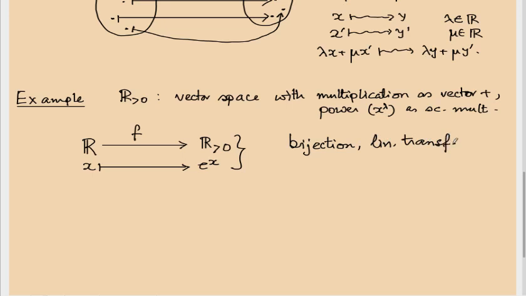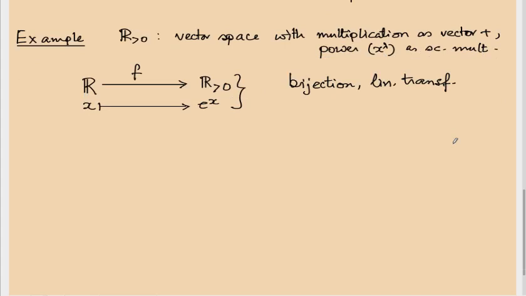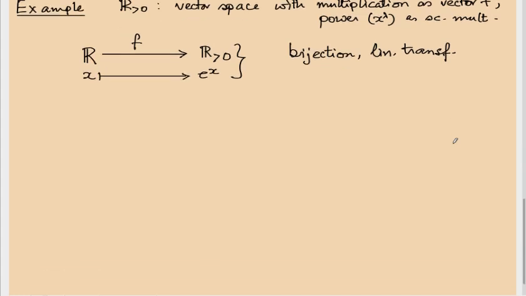So the vector space of positive reals with multiplication and power is nonetheless the usual familiar vector space of reals. So you see the big power of the notion of a bijective linear transformation. Something so weird which you must have thought is something very, very familiar now.